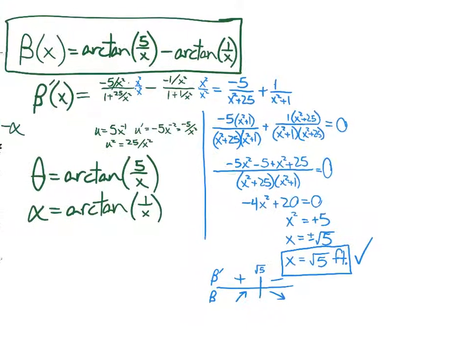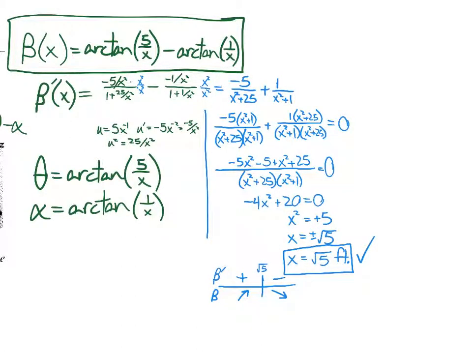If you wanted to figure out what beta was, you could go ahead and punch that into your calculator, and you would get beta equal to approximately 0.7297 radians, which if you wanted you could convert that to degrees at that point, divide by pi and multiply by 180. That's approximately 41.8 degrees.